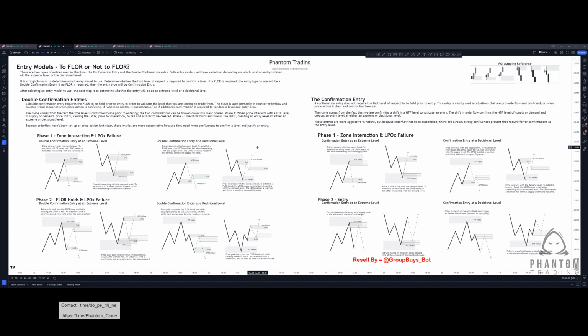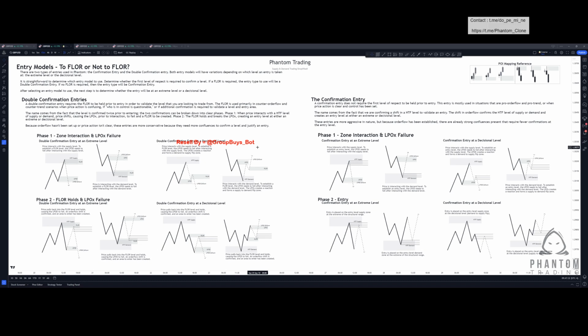Both entry models will have variations depending on which level an entry is taken at, the extreme or the decisional level. It is straightforward to determine which entry model to use. Determine whether the first level of respect is required to confirm a level. If a floor is required, the entry type to use will be a double confirmation entry. If no floor is required, then the entry type will be a confirmation entry.